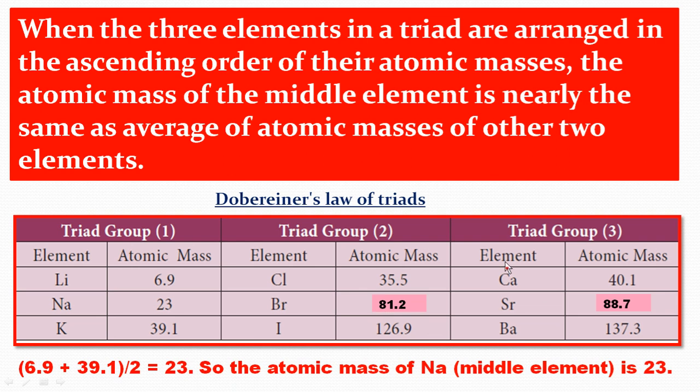Here the third group, elements calcium, strontium and barium. Here the atomic masses are 40.1 plus 137.3. Here you have to add it and divide by 2, you can get the answer 88.7. This is also wrongly printed, you have to change this value.